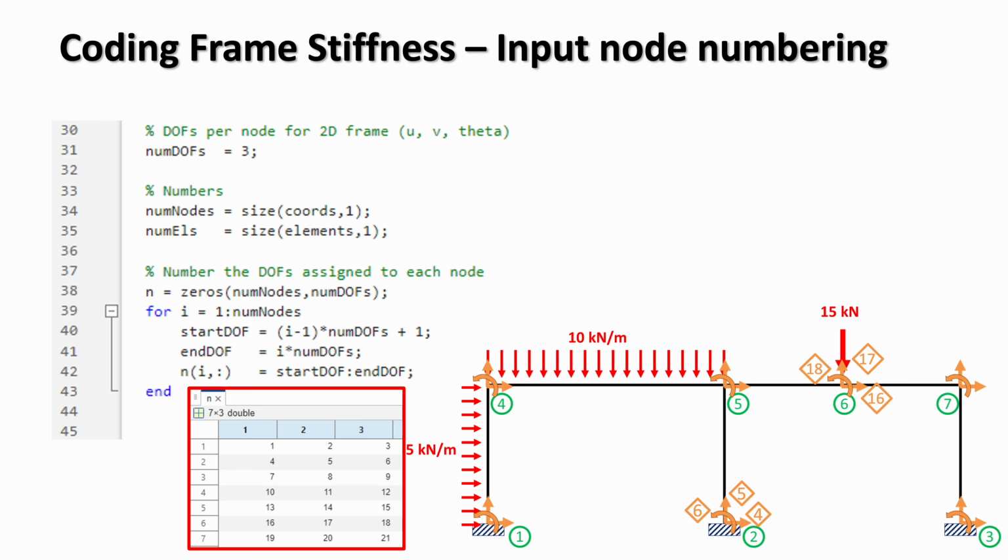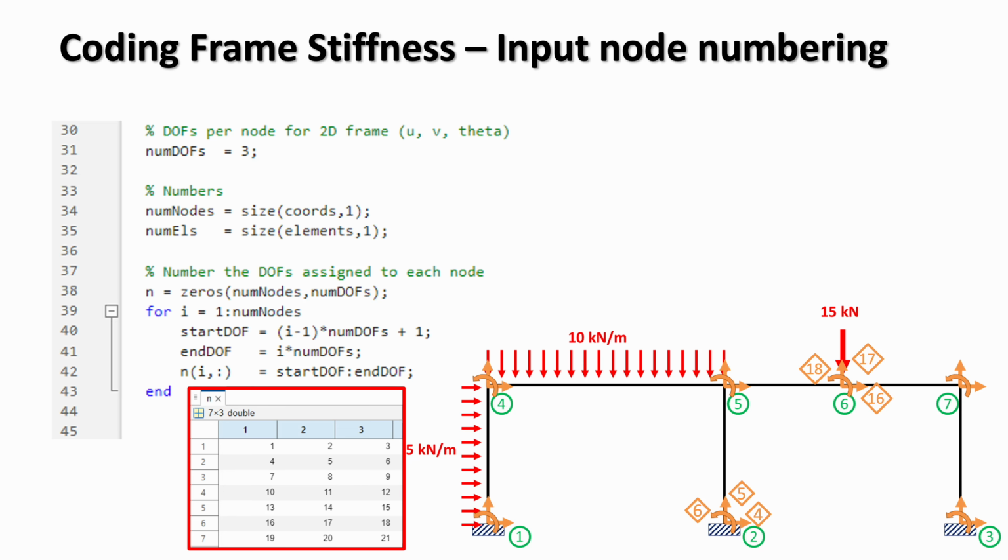The table shown on this slide is exactly what the code produces. Each row corresponds to a node, and the 3 columns list its assigned degrees of freedom. On the right, you can see a visual representation of all of these degrees of freedom on the frame. Each orange diamond labels the rotational degrees of freedom, and the arrows indicate the horizontal and vertical degrees of freedom at each node.